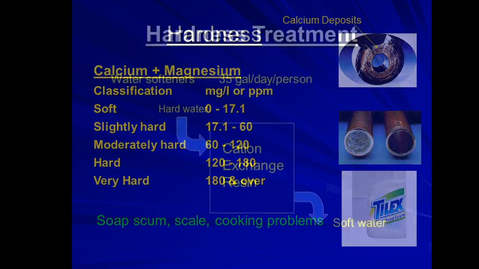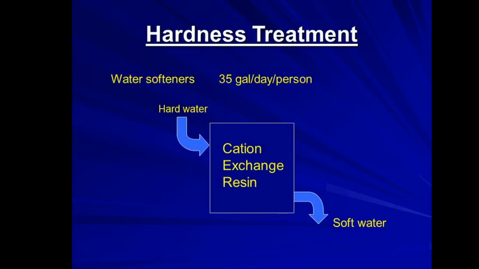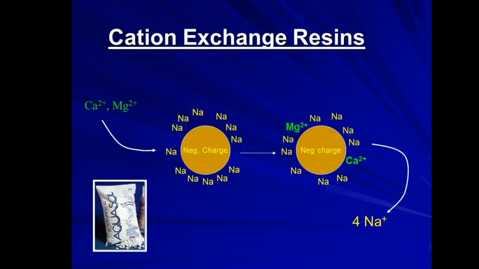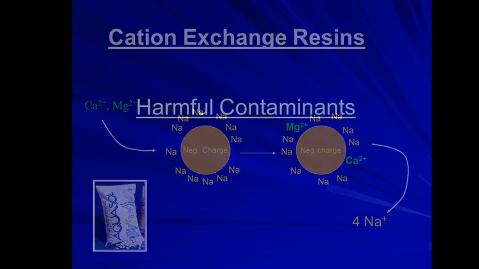Then hardness treatment. Hardness can be removed by the water softening method called cation exchange resin. So hard water enters the cation exchange resin and is converted into soft water. Okay, so in the cation exchange resin, you can see the negative charge ions and positive charge ions attract each other, and you get the filtered water.